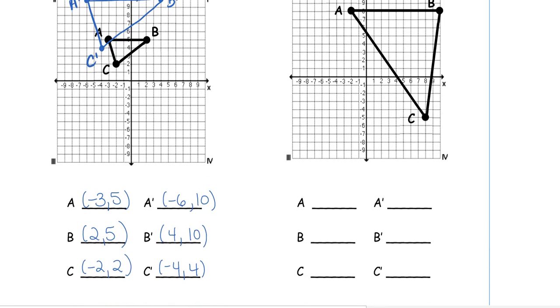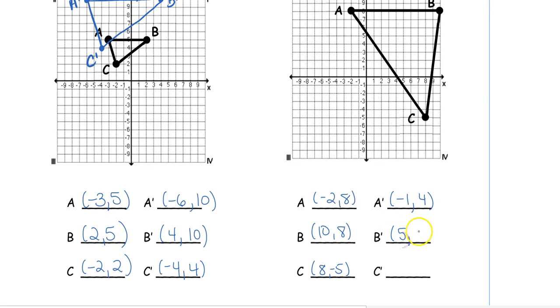We look at our original points. A is at negative 2, 8. We went left 2, up 8. B, we went right 10, up 8. C, we went right 8, down 5. Now, we're going to multiply everything again by 1/2. So half of negative 2 is a negative 1. Half of 8 is 4.